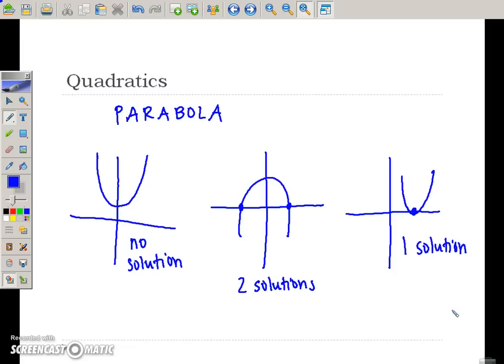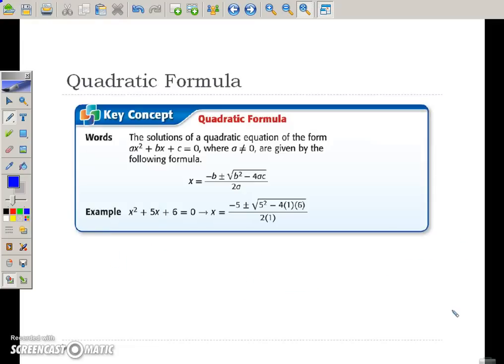The quadratic formula is what we use to help find those solutions. It always works no matter what kind of equation you have. The quadratic formula is negative b plus or minus the square root of b squared minus 4ac all over 2a. You have to keep in mind your quadratic has to be in this form, ax squared plus bx plus c. That's standard form.